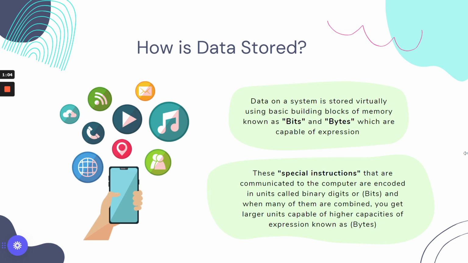How is data stored? Data on a system is stored virtually, using basic building blocks of memory known as bits and bytes, which are capable of expression. These special instructions that are communicated to the computer are encoded in units called binary digits or bits, and when many of them are combined together, you get larger units of higher capacities of expression known as bytes.